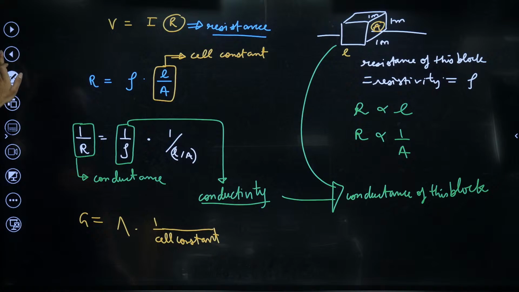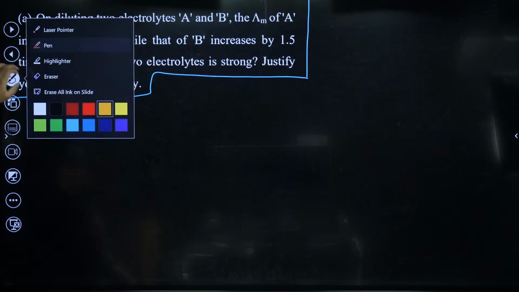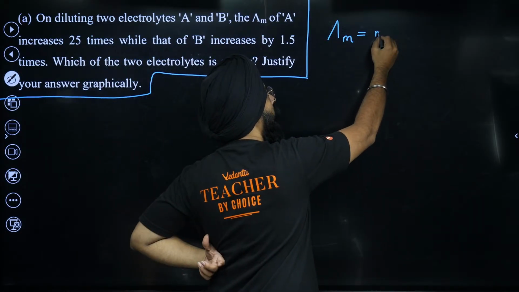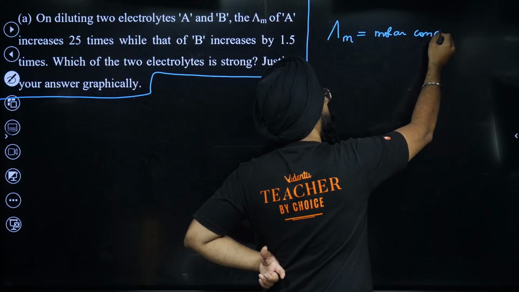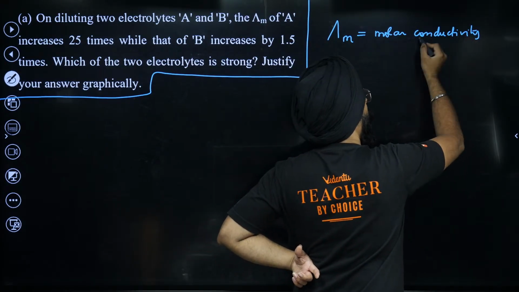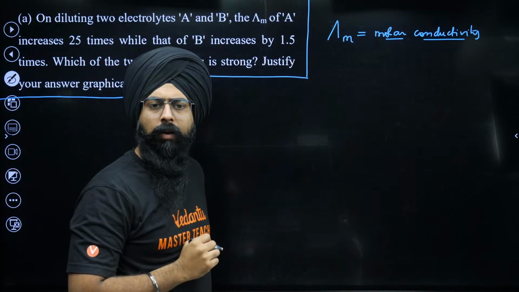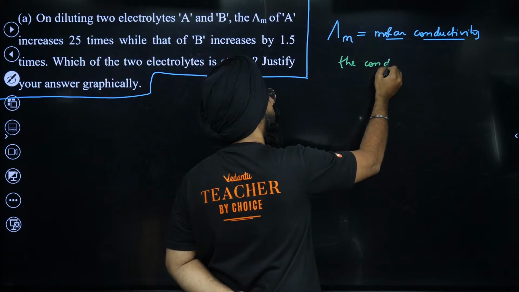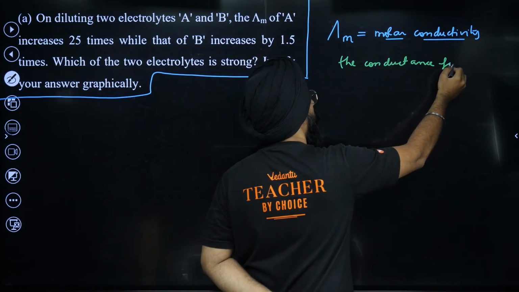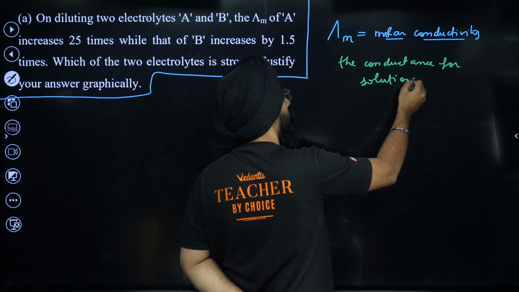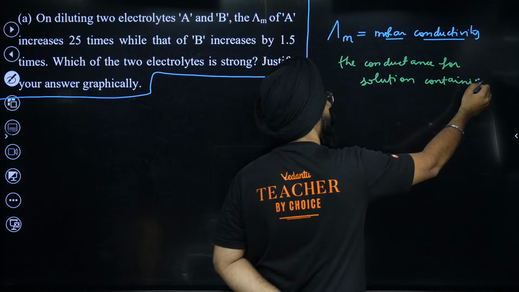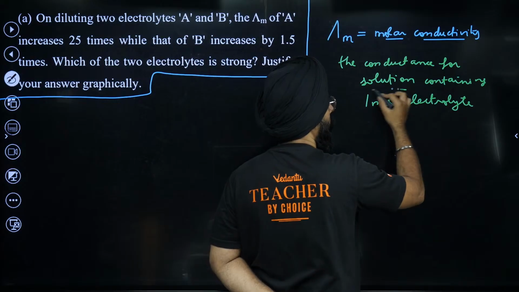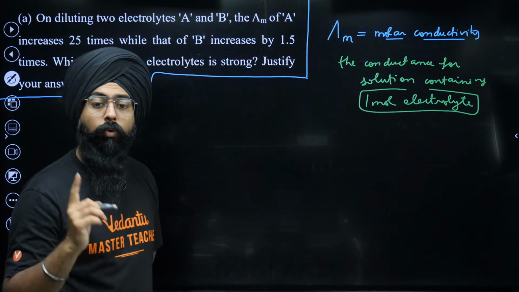So now let us try to come back to this particular point. What we have defined over here is something called lambda molar. This is known as molar conductivity. What is molar conductivity? Molar conductivity is defined as the conductance for a solution containing 1 mole of electrolyte.